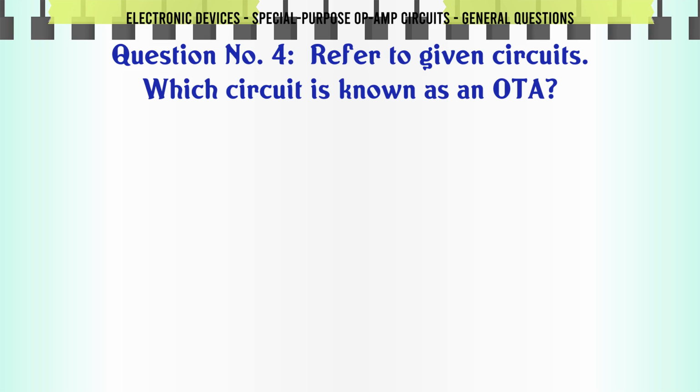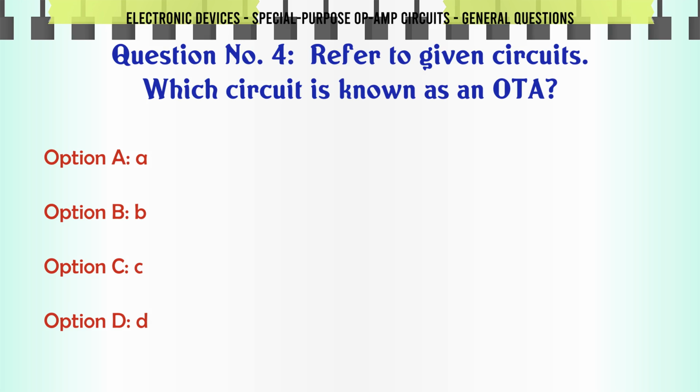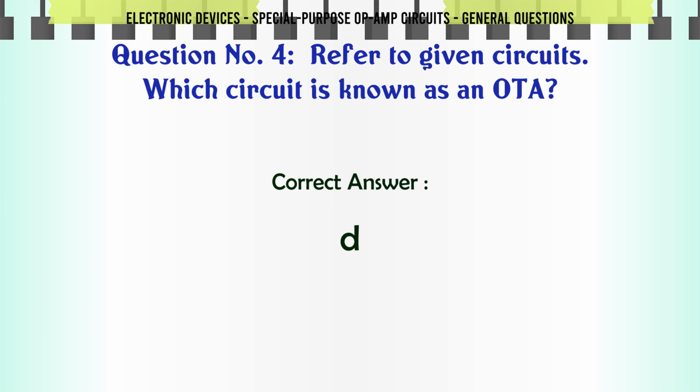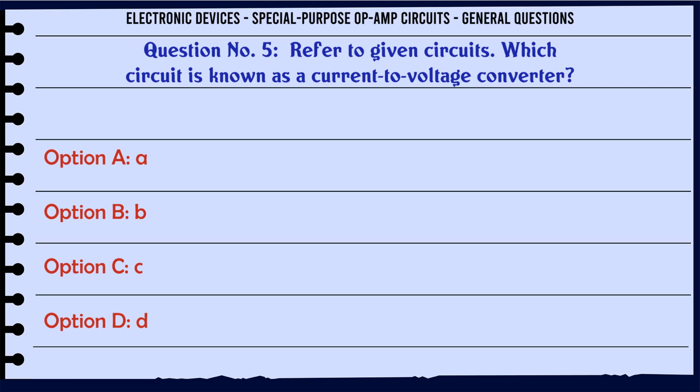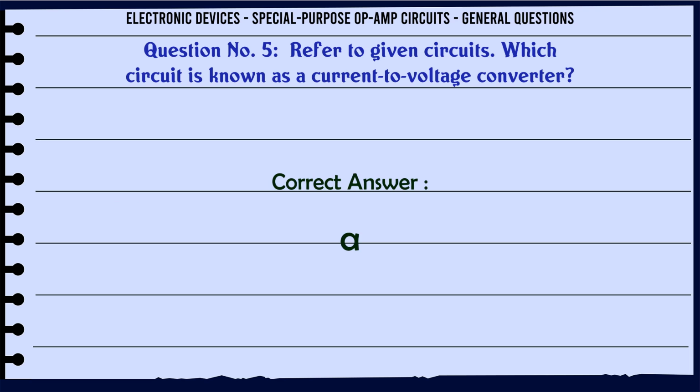Refer to given circuits. Which circuit is known as an OTA? A, B, C, D. The correct answer is D. Refer to given circuits. Which circuit is known as a current to voltage converter? A, B, C, D. The correct answer is A.